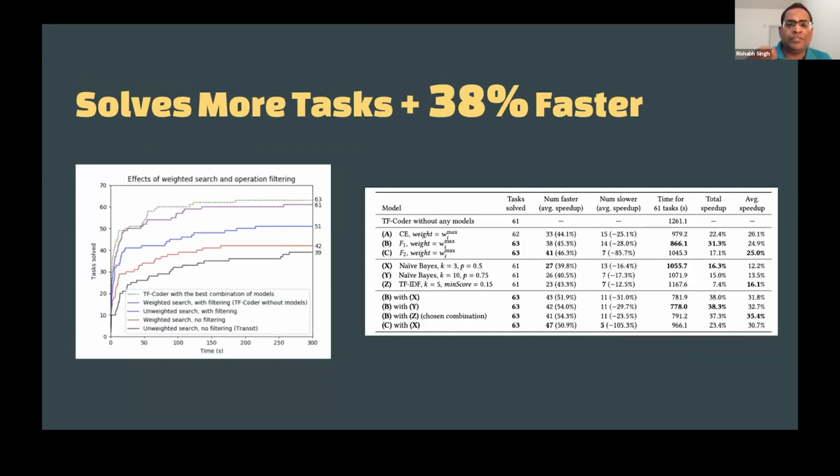And it turns out that once we do this type of bottom-up compositional synthesis of programs, it not only solves more tasks than typical search-based methods, but it's also much faster. It's about 38% faster in synthesis time, which is also quite nice, showing that these models can guide the search to be much faster.